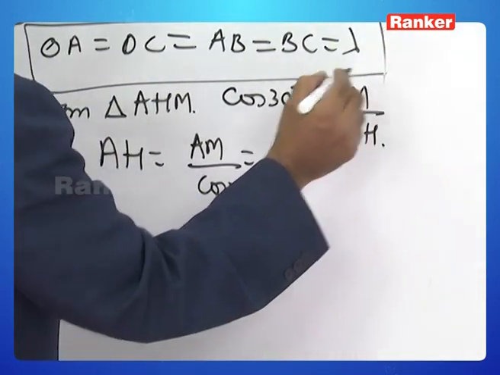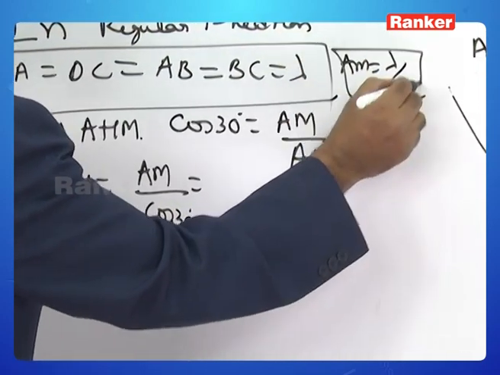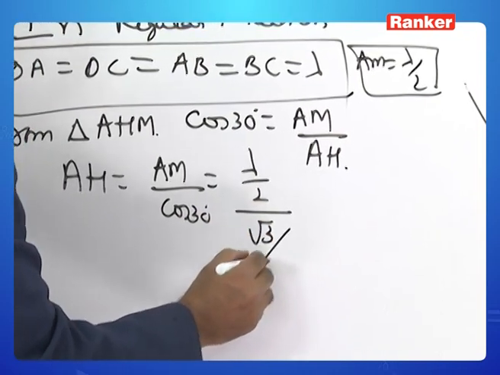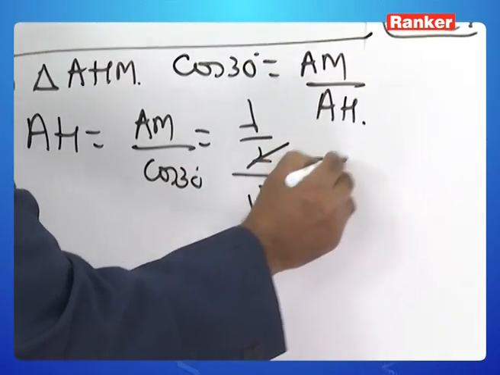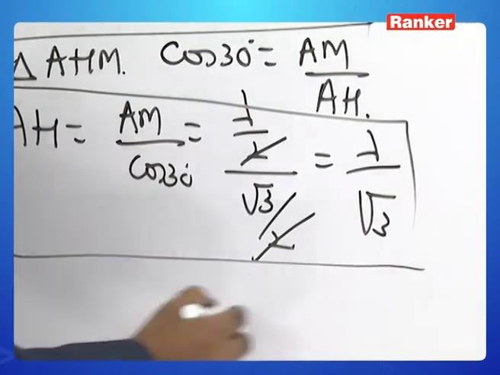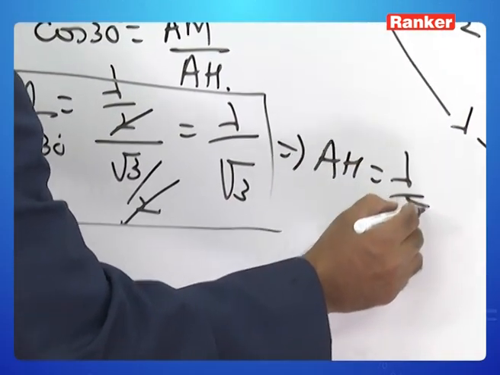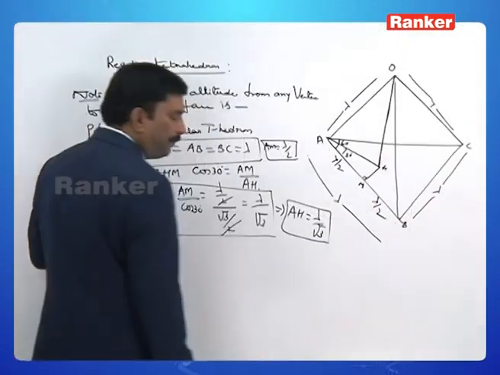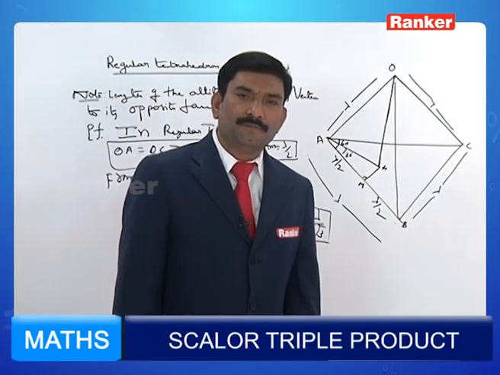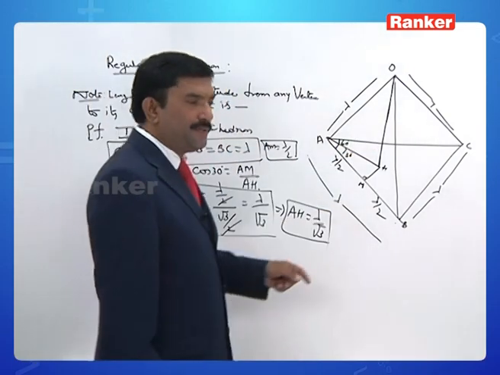What is AM? AM is lambda by 2, since M is a midpoint. Cos 30 is root 3 by 2. The 2 and 2 cancel. Lambda by root 3. So what we proved is AH is equal to lambda by root 3. Followed? Now I want to find out OH.